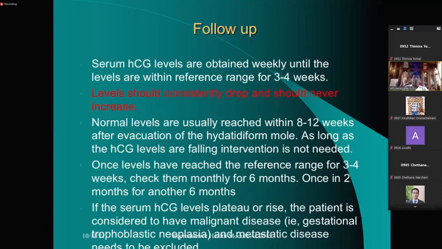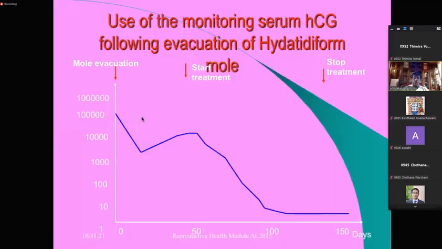During the period of follow-up, you must know that it gradually goes down, without suddenly having peaks in different places. Once you chart and plot the beta HCG levels, you will see it plateau at some point. And once it becomes normal, follow up for about another 6 months in these cases.